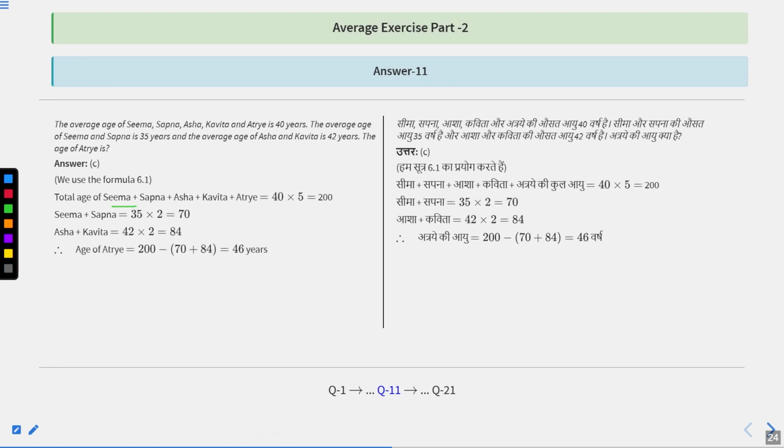The total age of Seema, Sapna, Asha, Kavita and Atre: there are 5 members and the average is 40, so multiplying by 5 becomes 200. Seema and Sapna's average is 35, so multiplying by 2, we get 70. And Asha and Kavita's average is 42, multiplying by 2, we get 84. So what will be the age of Atre? 200 minus (70 plus 84) becomes 46 years. C is the correct answer. Next one.